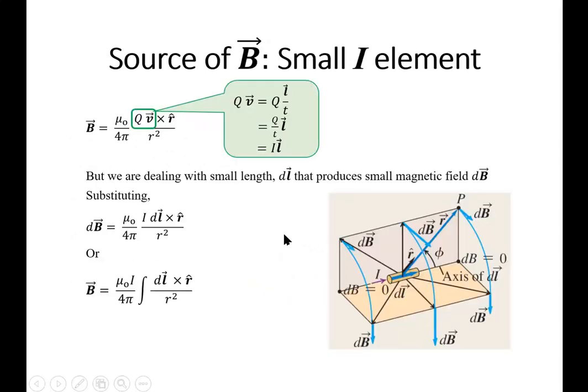Alright. We come back in the second part of the video to see how small currents also produce magnetic fields.